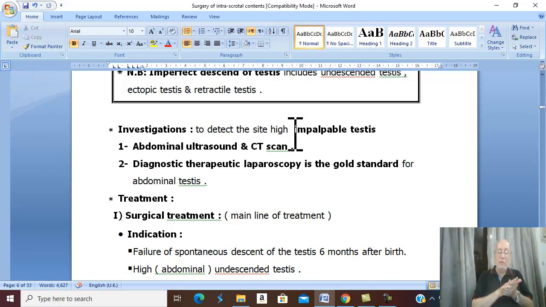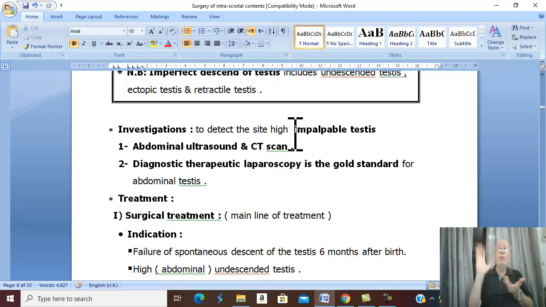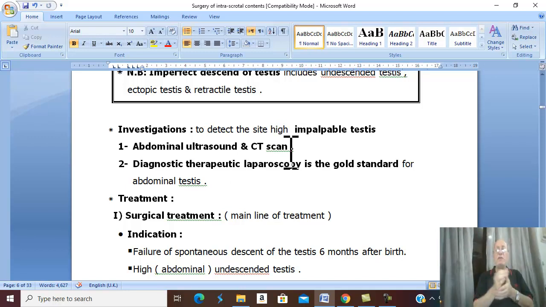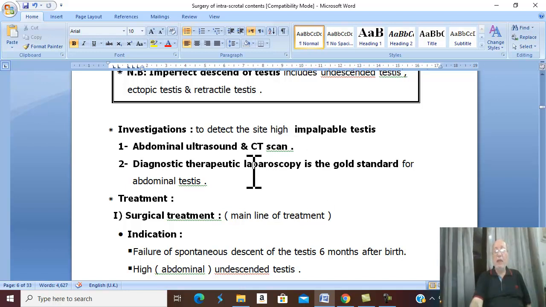This testis in the internal inguinal ring cannot be felt, or abdominal testis cannot be felt. Therefore, we need abdominal ultrasound and CT scan. And the gold standard in abdominal impalpable testis is diagnostic and therapeutic laparoscopy. Diagnostic laparoscopy to see the testis.